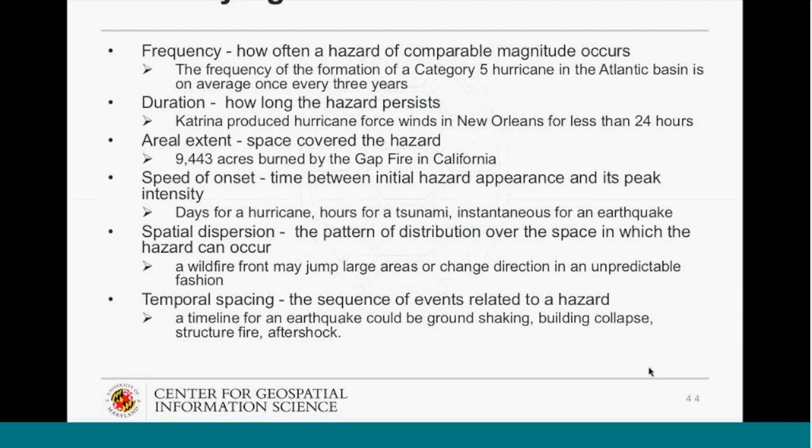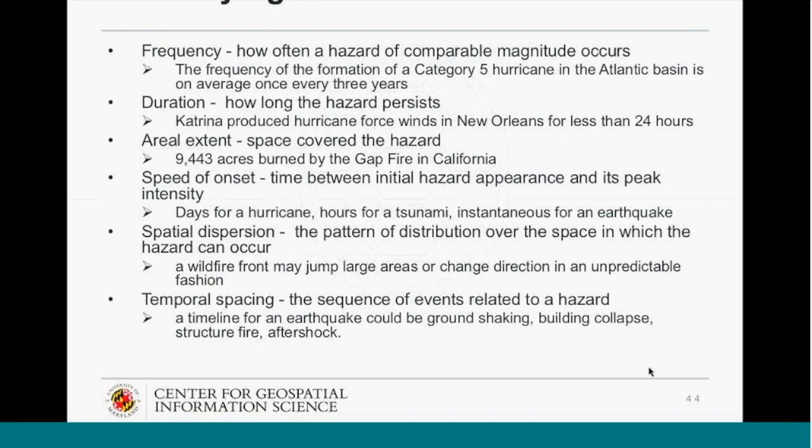And of course, speed of onset for something like an earthquake is instantaneous, right? Again, there are early warning systems in place that might give you a hint as to when an earthquake might happen, or give you a sense that an earthquake is imminent, but you're still not going to know exactly the minute that it's going to strike until the ground starts shaking.